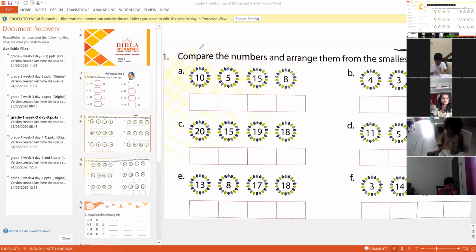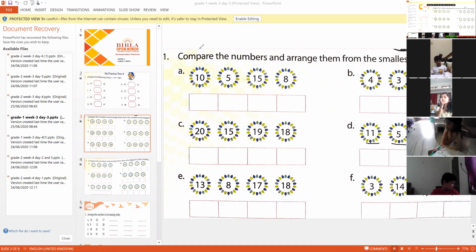So quickly we will do all these questions. Question number D is there. We'll do this one. So you have to compare the numbers 11, 5, 8 and 13. And see, children, numbers 5 and 8 have only one digit. So obviously these numbers will be the smaller numbers, right?